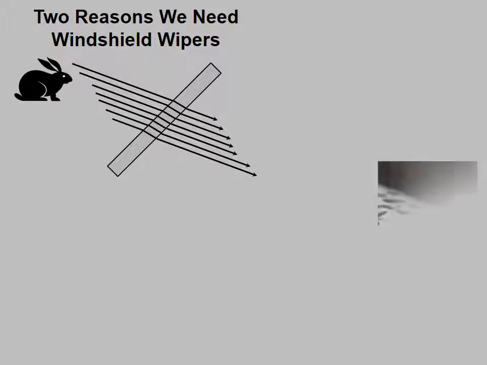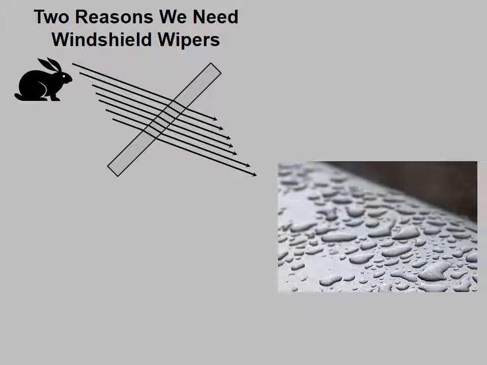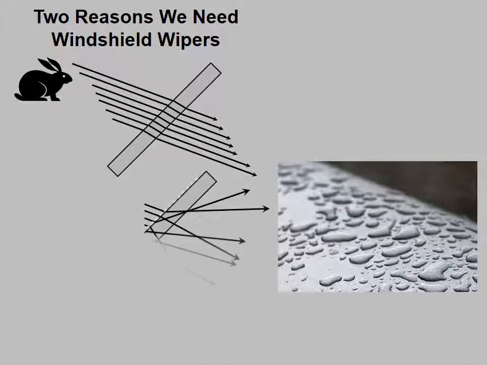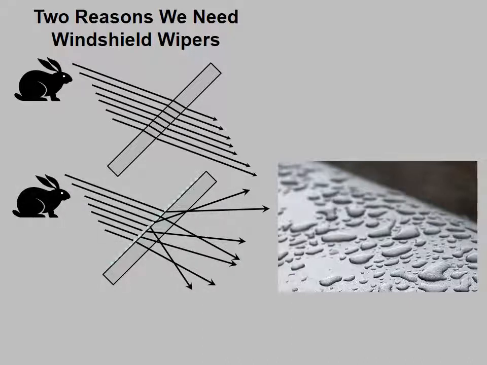There are actually two reasons we need windshield wipers. Water has a surface tension, and so beads up on surfaces, such as windshields. Windshields are usually at some kind of an angle.